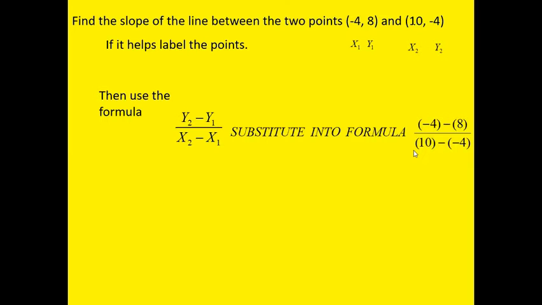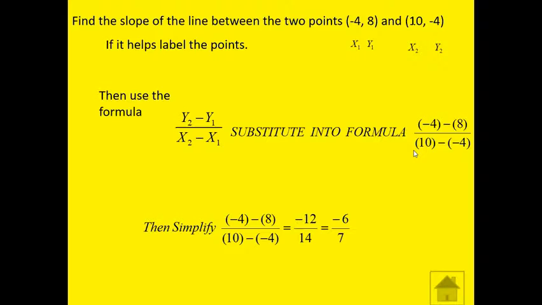We're going to substitute into the formula. Please notice the x2, the 10 is where it's at, and then for y2, where the -4 is at. Once all of the numbers are in the correct position, all we do is simplify. Notice that this is a negative slope, which means it will be decreasing.